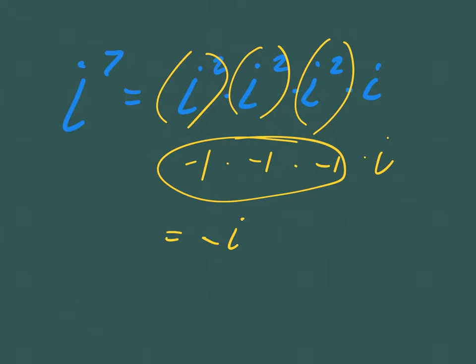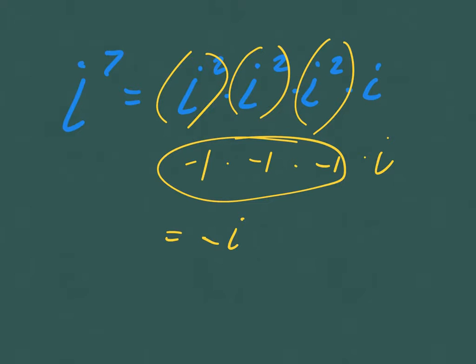And I know it feels wrong. It seems like I should have a number there. But it's just negative i. If you want to say negative 1i, you can. What you could not say is just negative 1, because i is different than negative 1. So negative 1i or just negative i. So what did I do?